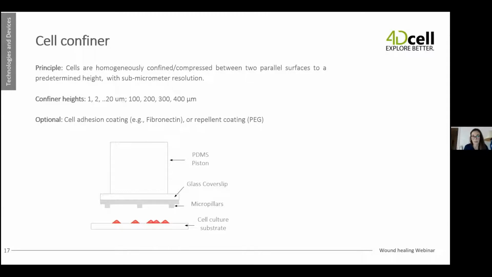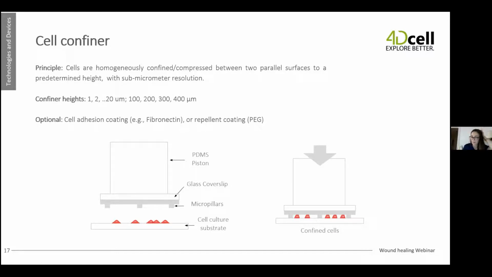And the idea is to have the cells, for example, attached to a glass cover slip, let's say, or a petri dish or a plate. And then you basically assemble a silicone piston that is attached to a glass cover slip with the micropillars of this specific height that I said. And then you close the system, and the cells, as I said, will be confined or compressed between these two surfaces to the height that you predetermined from the beginning. Usually researchers use between 1 to 20 microns of confinement height.